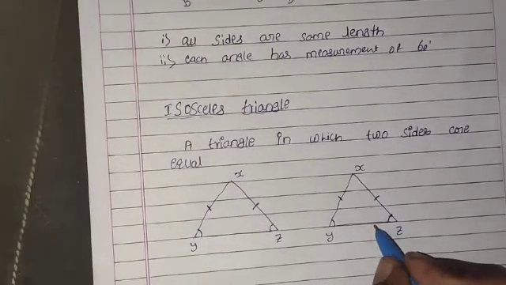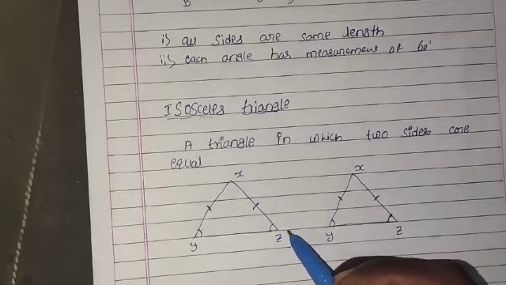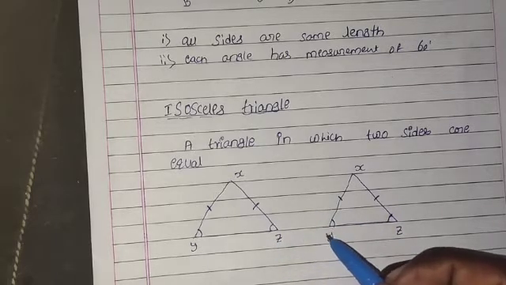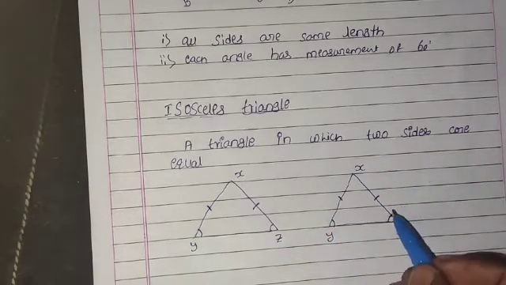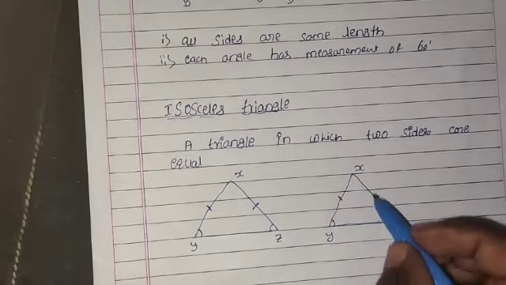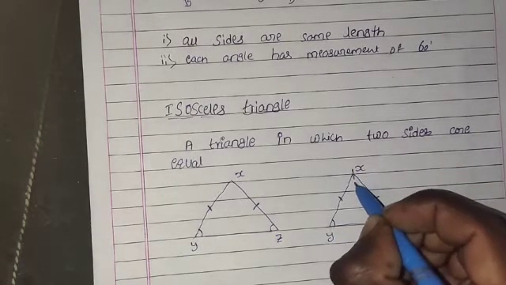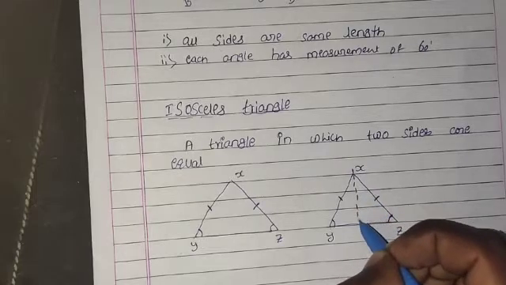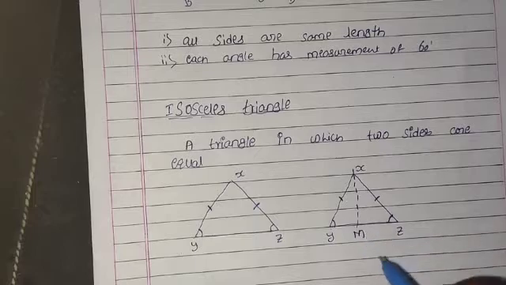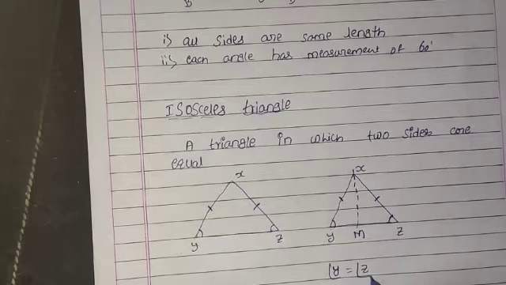Okay, these are base angles. Take a piece of paper and cut out an isosceles triangle, XYZ. When we fold this paper so that Z is placed on Y, then XM is the line of symmetry, and the Y angle is equal to the Z angle.